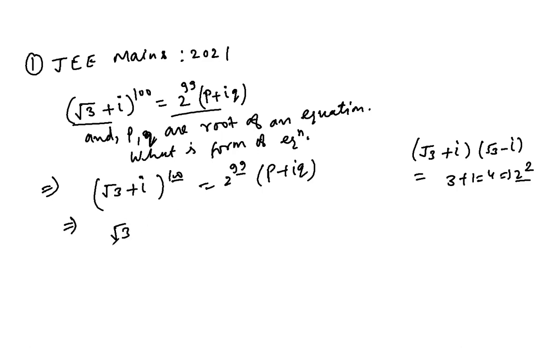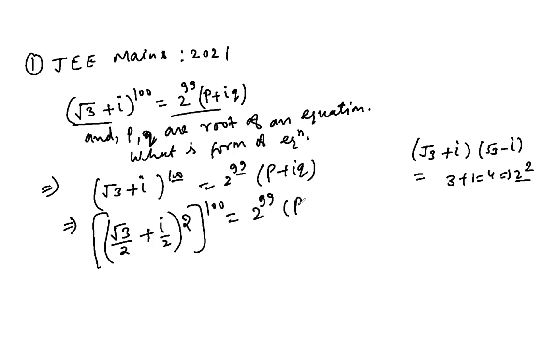So what can you do? You can multiply and divide by 2. If you multiply by 2 inside the bracket and divide, the dividing number we can put in the denominator of the real and imaginary parts of this complex number. Now if you take this 2 outside the bracket, it will be 2 raised to power 100, and then inside the bracket you will have root 3 by 2 plus iota by 2.